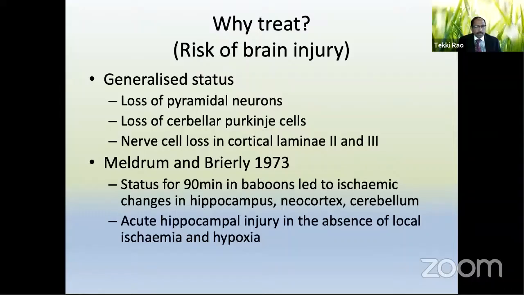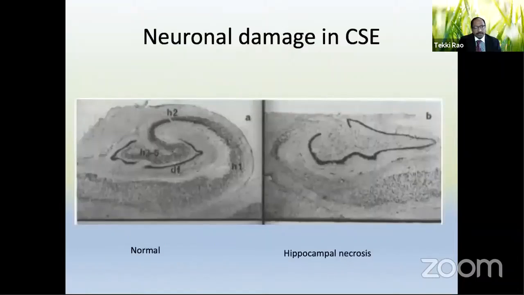A very good work in the 1970s by Meldrum and Brierley, who experimented on baboons, found that status over 90 minutes, precisely about 83 minutes, led to ischemic changes in the hippocampus, neocortex, and cerebellum. And of course, acute hippocampal injury can happen even in the absence of ischemia or hypoxia, because they experimented on baboons which were ventilated. So hypoxia was eliminated from their equation.